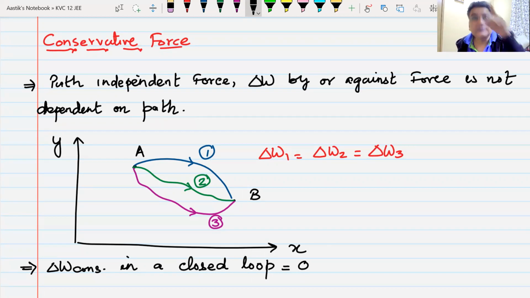Cyclic process. Start from one point, come back to the same point. Change in internal energy is zero. Work done is zero by conservative force. Same concept. That's why I've drawn the graph.